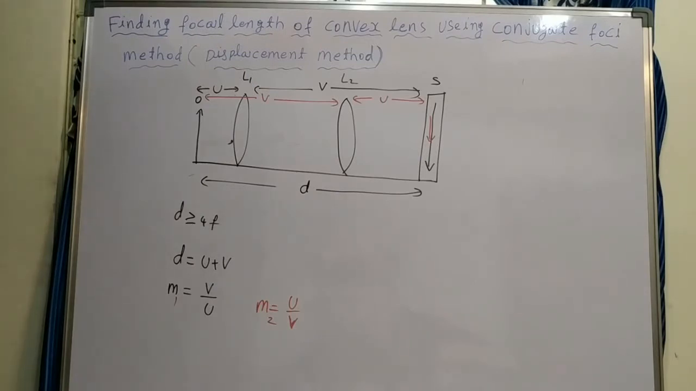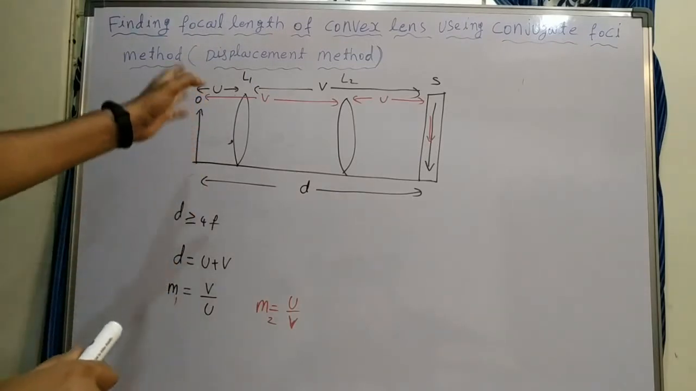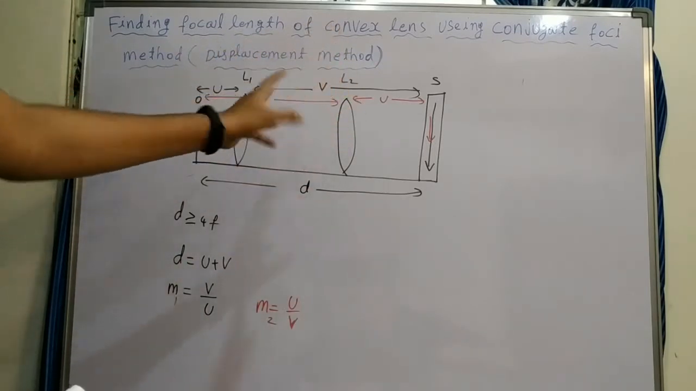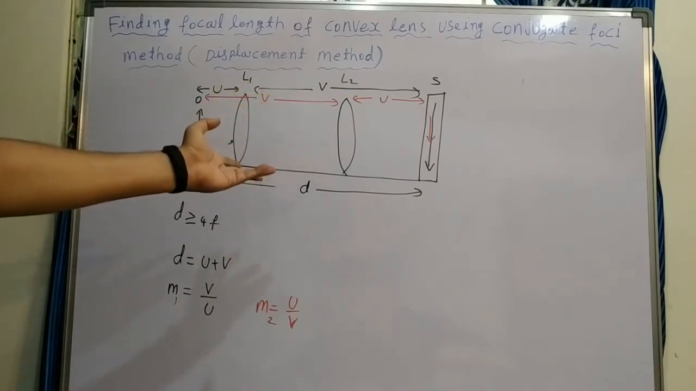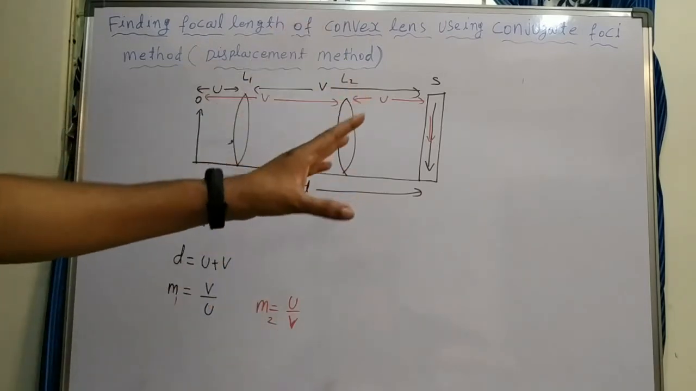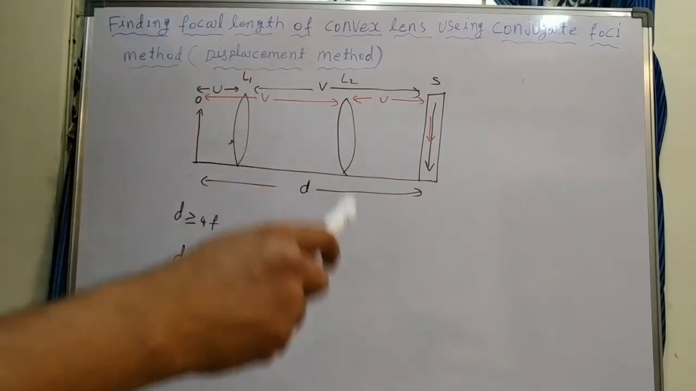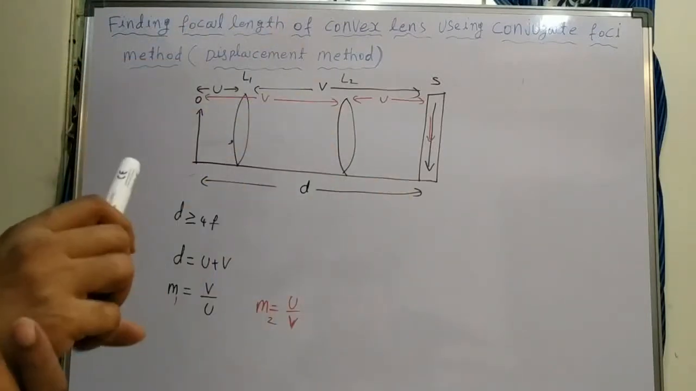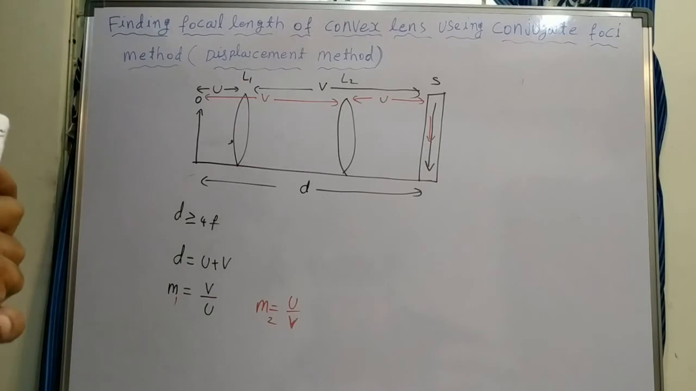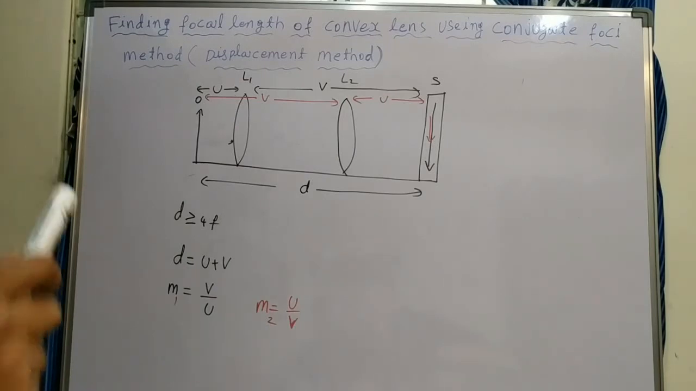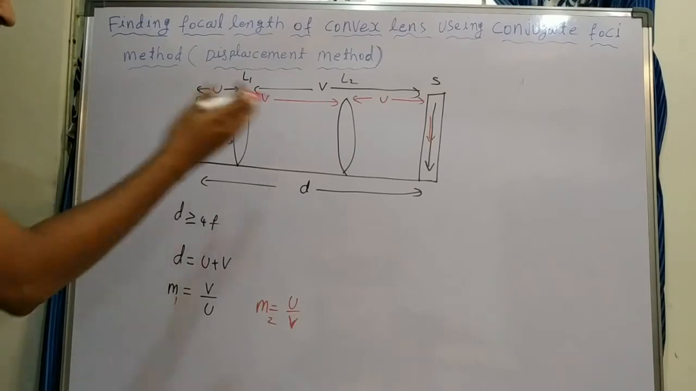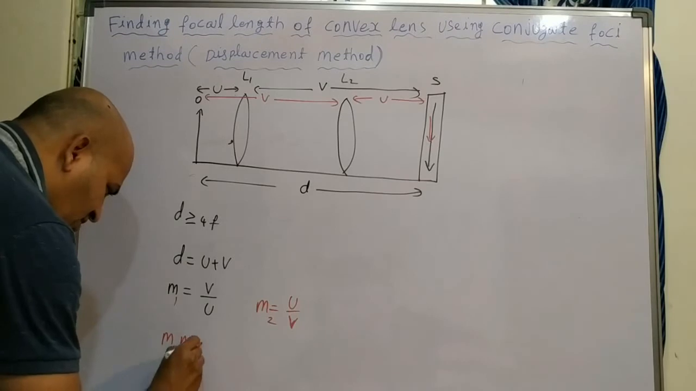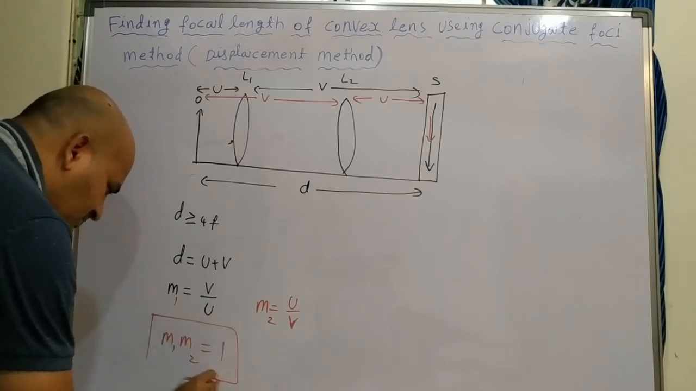In this method, at the first position the object distance and image distance are u and v. At the second position, object distance and image distance are interchanged, which we call principle of reversibility. Suppose an object is placed at a particular distance and the image forms at another distance. If you interchange object and screen, then also we get a clear image, but the magnification is different. That's what we call principle of reversibility. In this displacement method, if you multiply both magnifications, m1 into m2 is equal to 1.